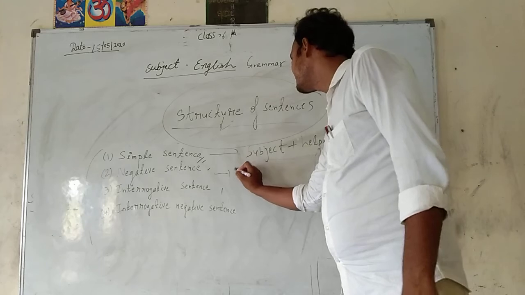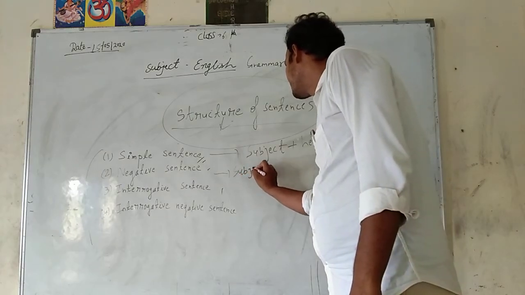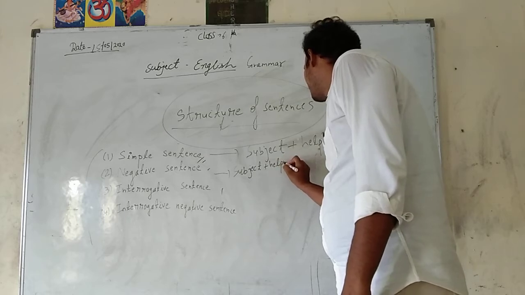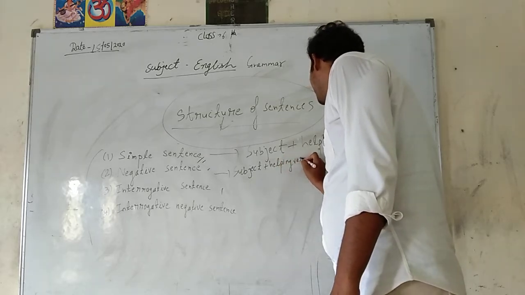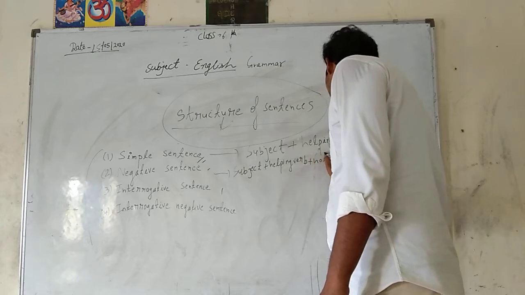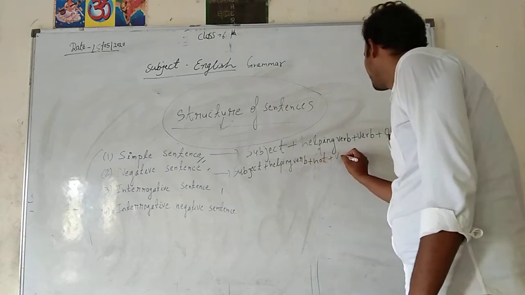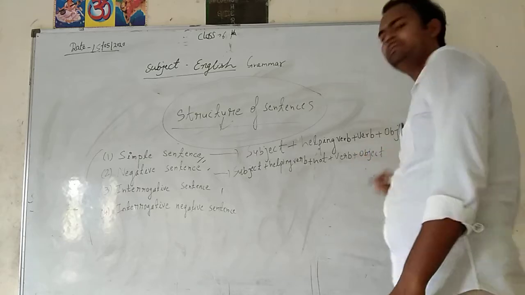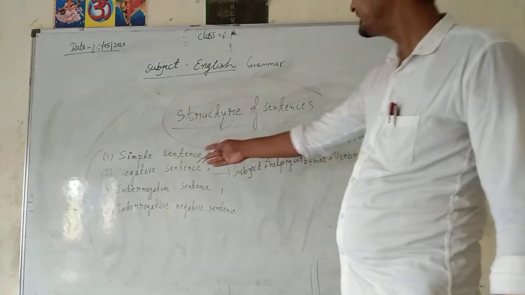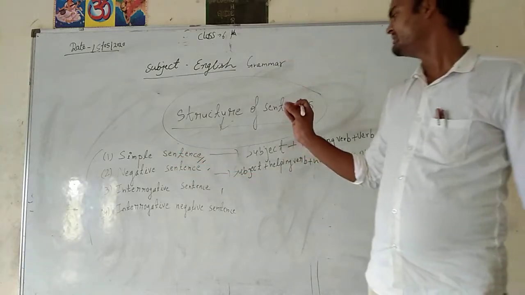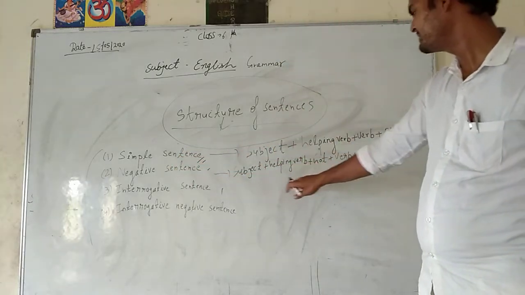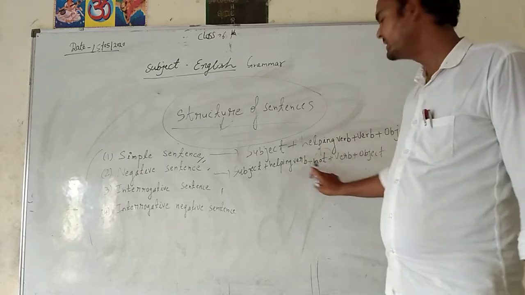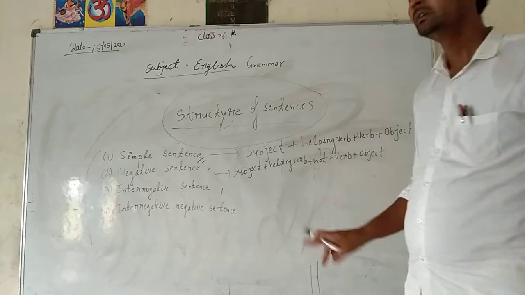Now we move on to negative sentence. It's very simple. Subject, helping verb, plus not, plus verb, then object. As I have told previously, the simple difference between a simple sentence and a negative sentence is the addition of not between the helping verb and the verb.